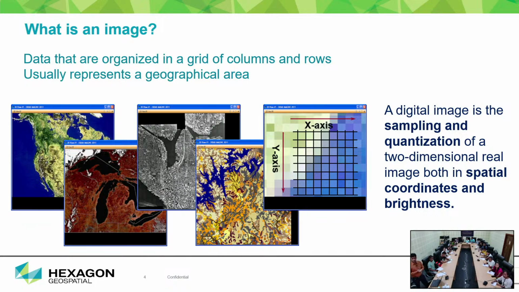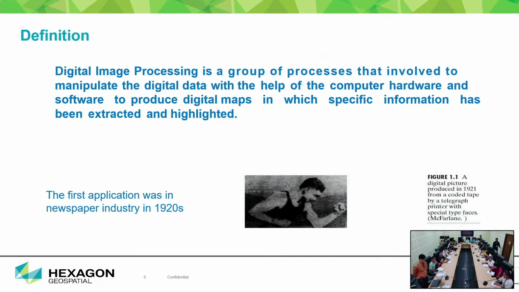Okay. So a digital image involves sampling and quantization of the 2-dimensional real image, both in spatial coordinates and brightness. So a digital image has X, Y and Z values. The Z value may be the elevation value, or otherwise these graticules have some values. This is called DN value or digital numbers. So this is a basic definition for your understanding purpose only.